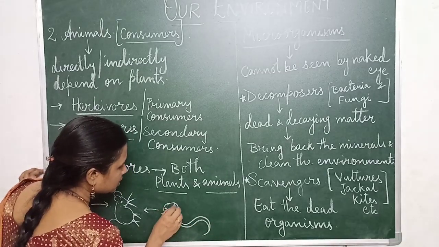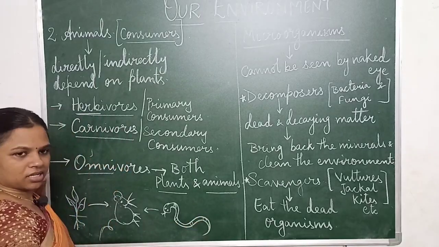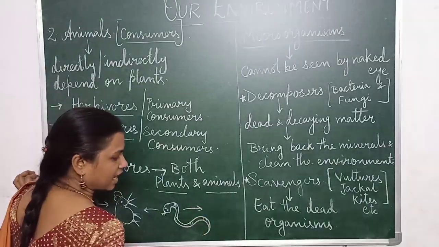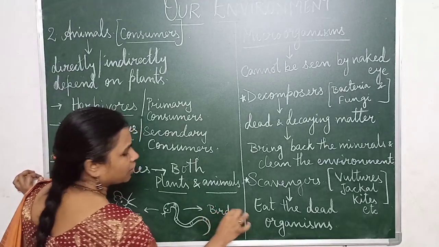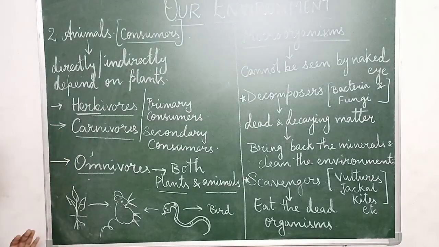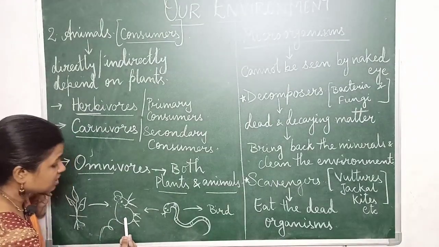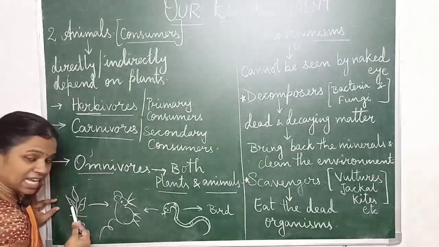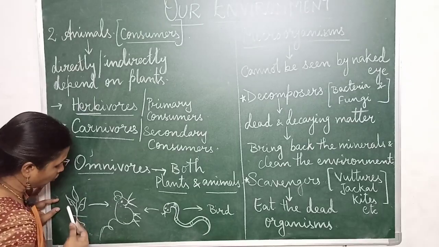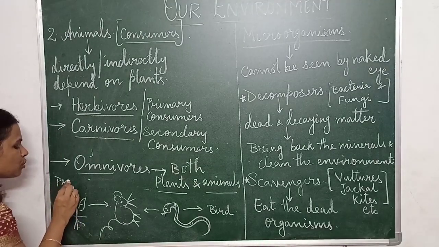Okay, it is eaten up by a snake. And this snake is again eaten up by a bird or an eagle. Now here you see, you have this rat which is eating the grains of the plant. That means it is actually directly depending on this particular plant. So plant here, it is a producer.